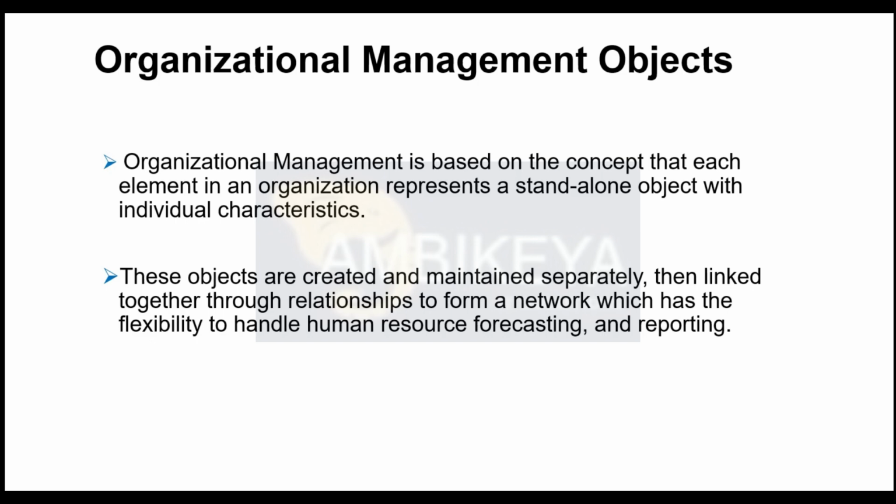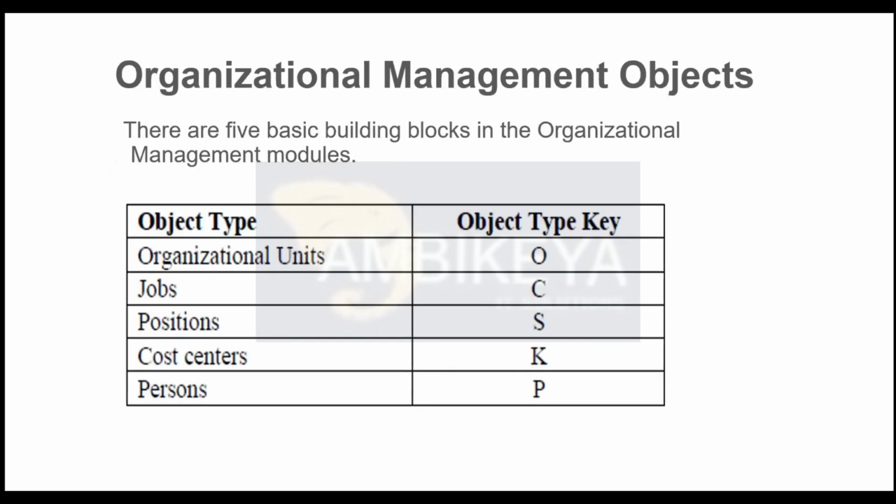So what are OM objects? OM objects is the concept that each element is represented by an object, and an object can be created separately, but they are linked to different objects, and that linkage is called a relationship. This relationship forms a network which will help you to do the reporting and the forecasting for any human resource capability in an organization.